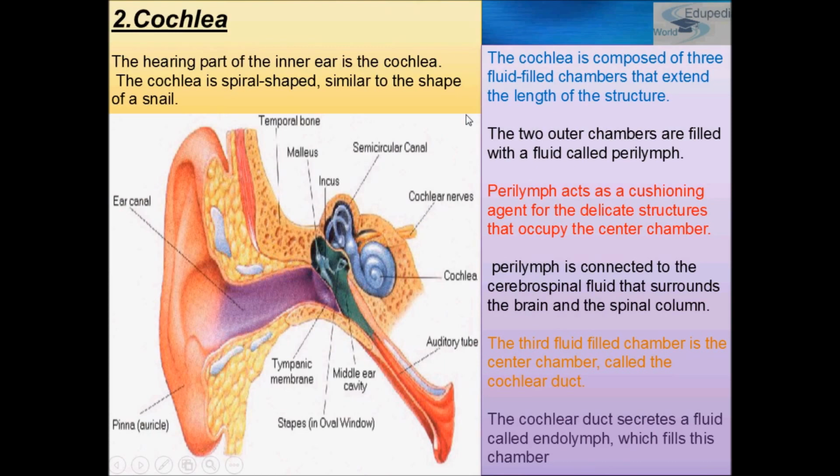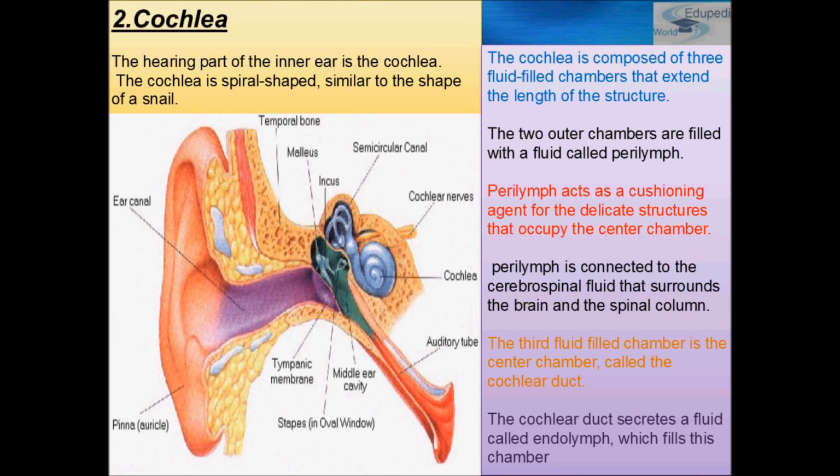Now the second is the cochlea. This is the cochlea, a snail-like structure, which is responsible for the hearing purpose. It is spiral shaped and similar to the shape of a snail. Now the cochlea is composed of 3 fluid-filled chambers that extend the length of the structure. The 2 outer chambers are filled with fluid called perilymph. Perilymph, what does it do? It acts as a cushioning agent for the delicate structures that occupy the central chamber.